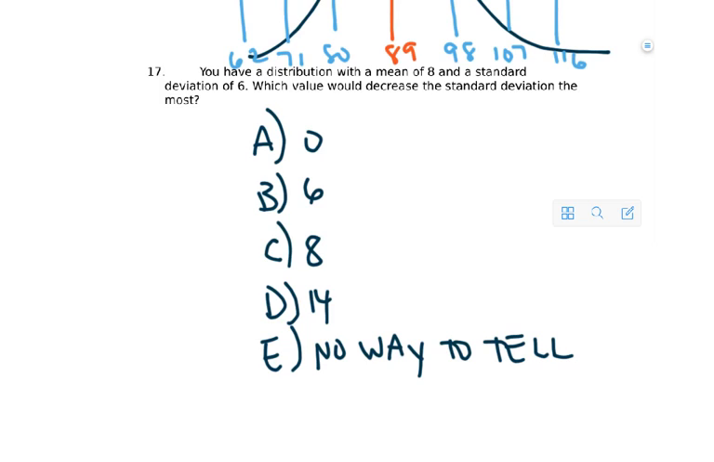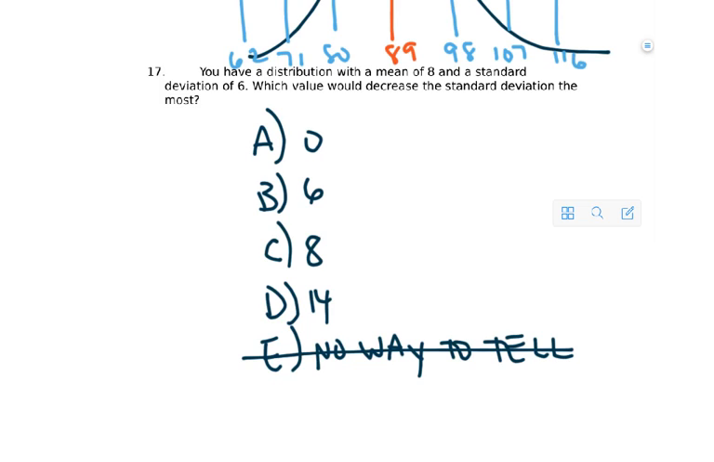So your options are 0, 6, 8, 14, and no way to tell. First of all, you should probably cross that off. That's usually not the answer. Well, if you don't have the actual set of data and you can't figure out what number you could plug into the data, recalculate the standard deviation, which one decreased it, we need another way of doing that.